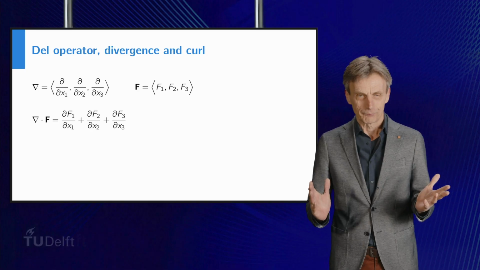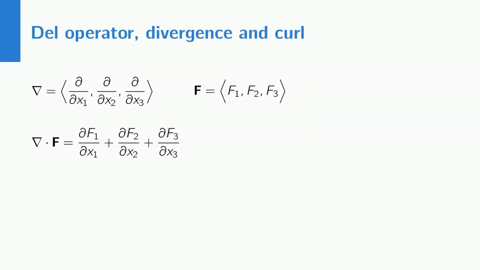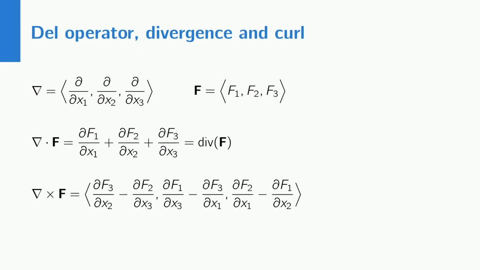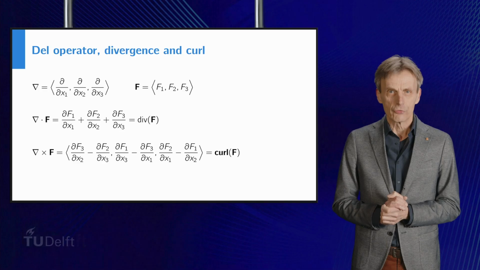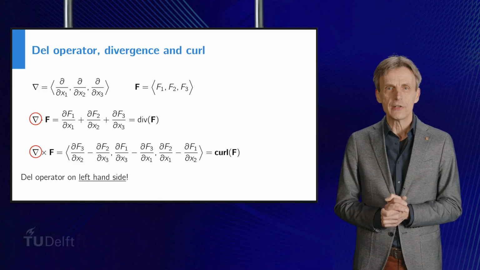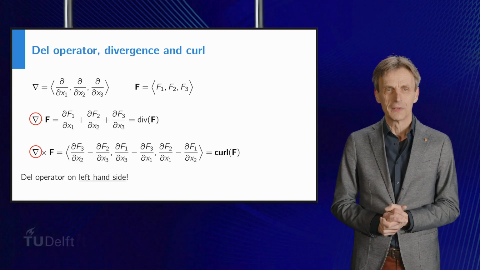Here we go. The dot product of the del operator and f is the expression shown here, which is known as the divergence of f. Alternatively, we can form the cross product of del and f, shown here. This vector is known as the curl of f. Note that in both formulas the del operator is written on the left-hand side.